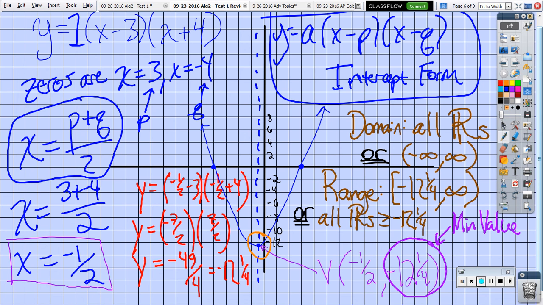And that is it. So you have to know vertex, axis of symmetry, domain, range, and then a max or min value.